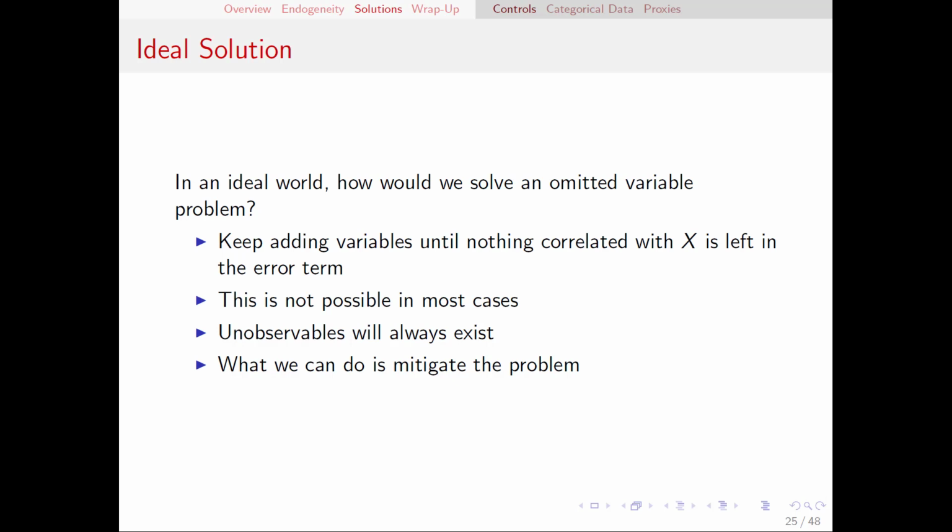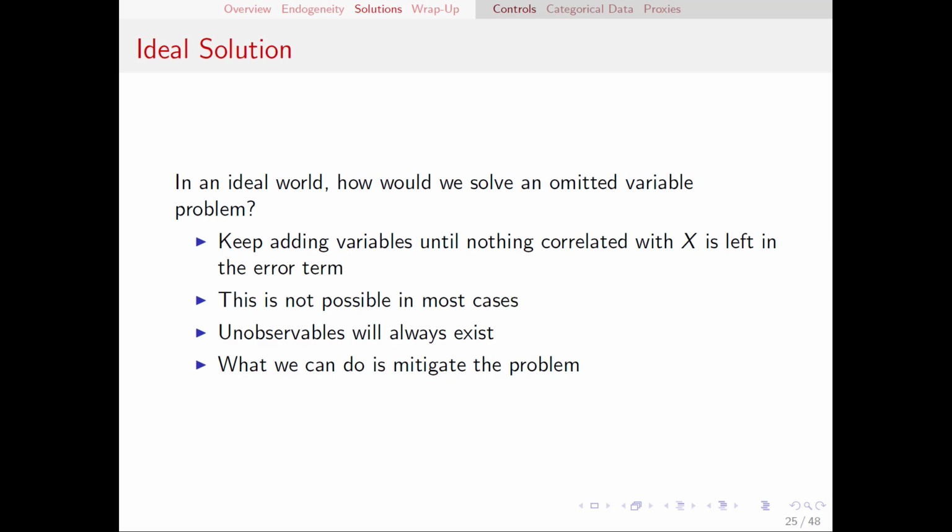Pull them out of the error term and put them into the regression, and keep doing that until there's nothing left in the error term, no other variables that have an effect on the dependent variable that are correlated with x. While this is the ideal solution, realistically, it probably won't happen. You're always going to have unobservable variables that are inside the error term. That's unavoidable. Hopefully we're able to find most of them that are correlated with x.